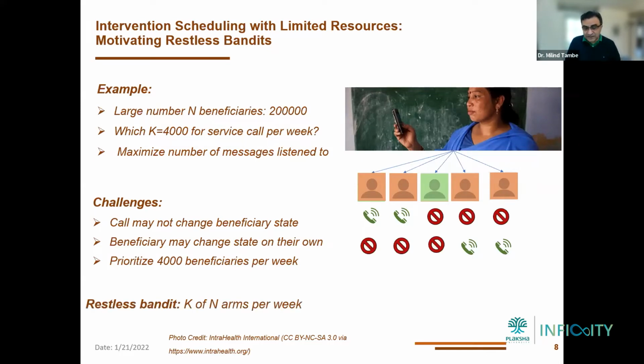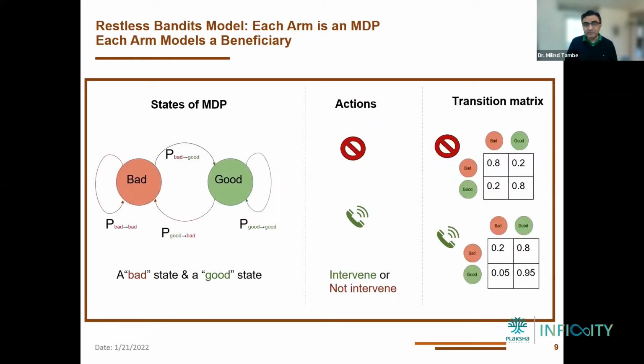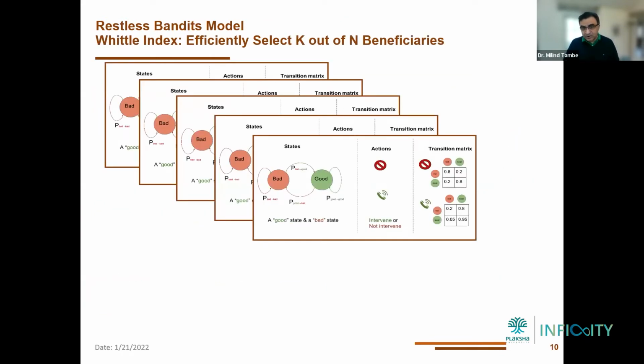We appeal to restless bandits to solve this problem, where we can choose K out of N arms per week. For those who may not be familiar with the restless bandit model, each mother is modeled as a Markov decision problem. So a mother can be in a bad state, she didn't listen to a Mitra message, or a good state, she did listen to a message. There are transitions between these states. If we do not give a service call, the mother has a higher probability, 0.8, to remain in a bad state. If we do give a service call, the probability of going from a bad state to a good state increases to 0.8. So in reality, we have each mother modeled as a Markov decision problem.